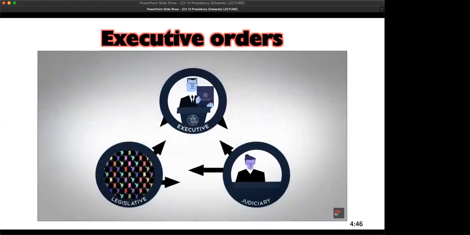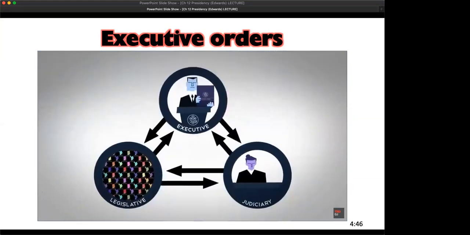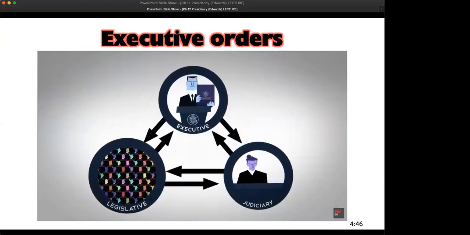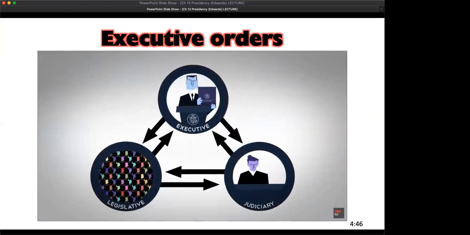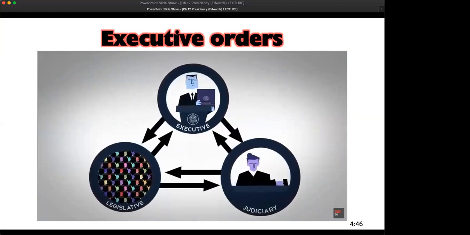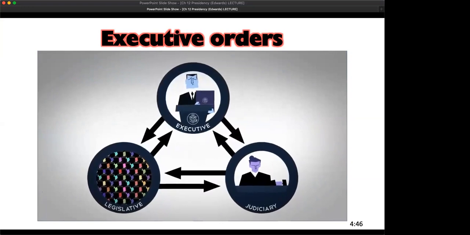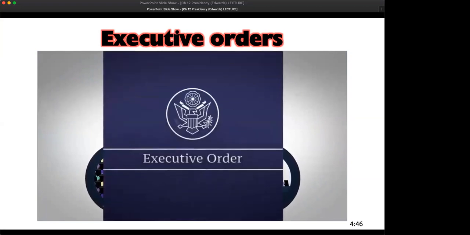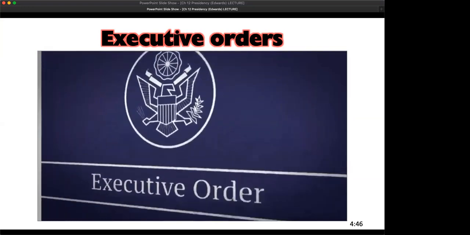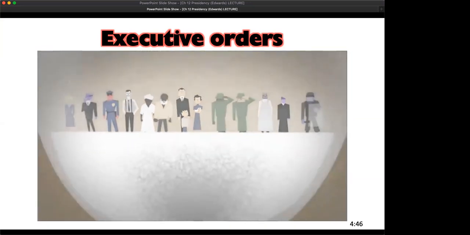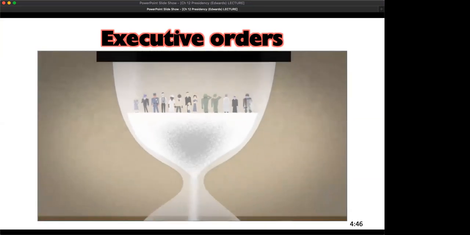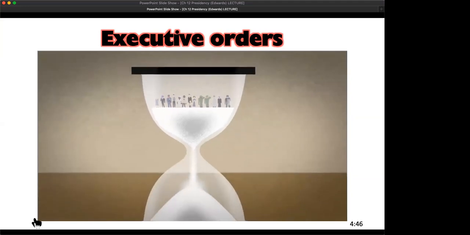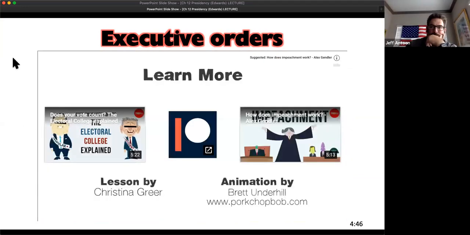There are checks and balances in the U.S. political system. Congress can pass laws to counteract executive orders, and judges can halt them by deeming them unconstitutional. But in the time it takes for those things to happen, an executive order can go into effect and possibly change the course of history, for better or for worse.